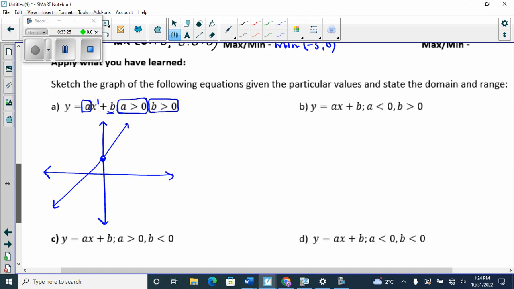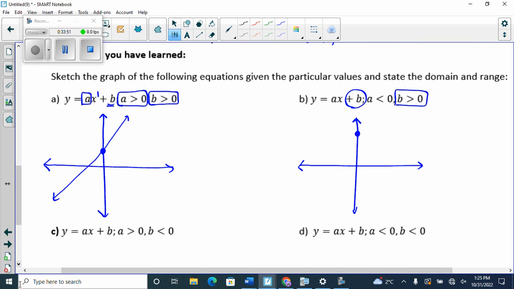So let's look at this one. How is this one different? Well, this one has b is greater than 0. So my y-intercept has to be what? Positive, right? It has to be above the x-axis somewhere. So I'm going to make it here because I'm going to make it more extreme than the other one. But it doesn't matter. I could have drawn it there, correct?